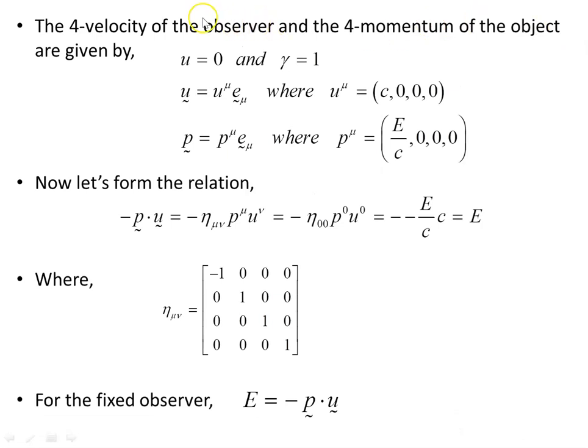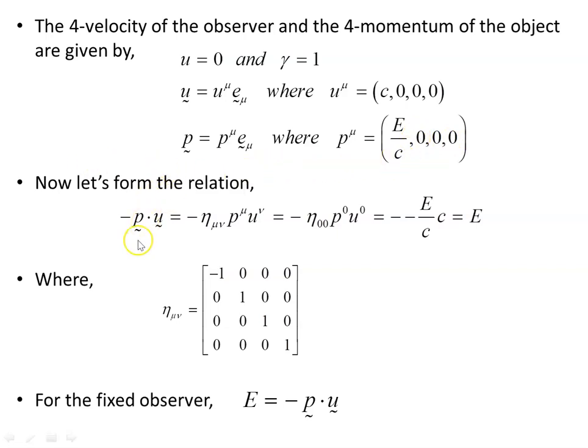Now, we could also look at it this way. The forward velocity of the observer and the forward momentum of the object are given by, for the observer, the forward velocity in this frame is this, the spatial components are 0, and the forward momentum for the object is this, E on C, and the spatial components 0.